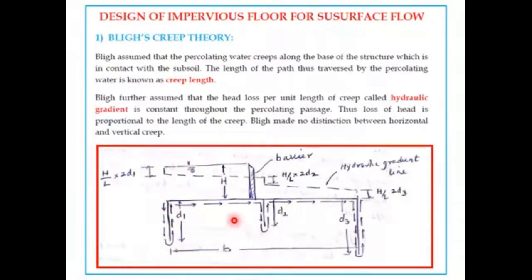He also assumed that the head loss per unit length of the creep, which is known as the hydraulic gradient, is a constant throughout the percolating passage. For example, if H is the seepage head and the total length of the creep is L, then H by L is the hydraulic gradient, which is constant throughout the percolating passage. Thus the loss of head is proportional to the length of the creep. Also, Bligh made no distinction between the horizontal creep and the vertical creep. He gave the same weightage factor for the vertical as well as the horizontal creep.